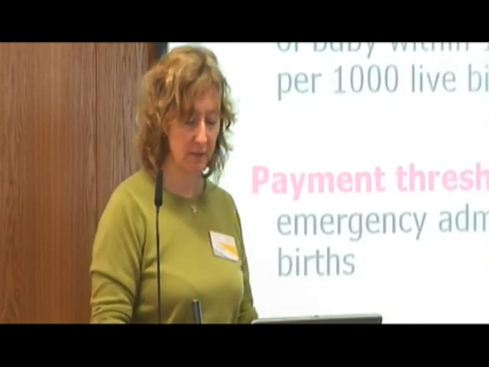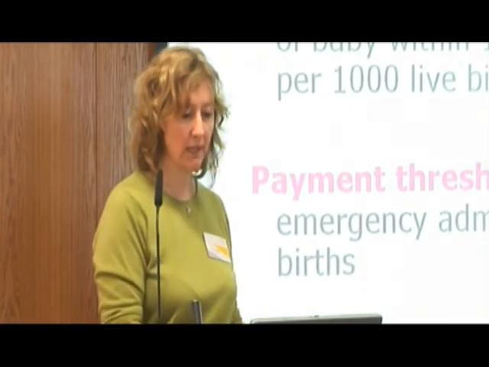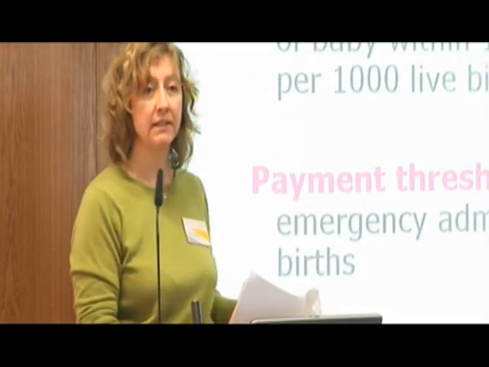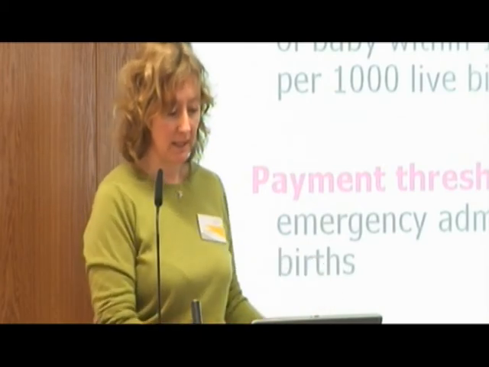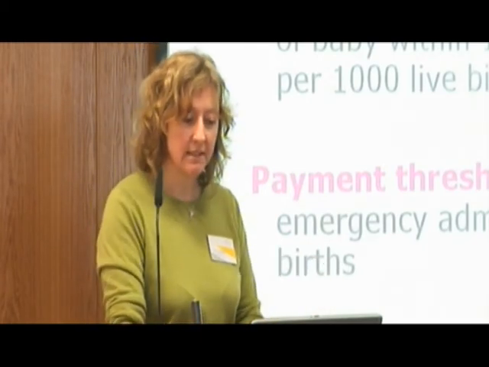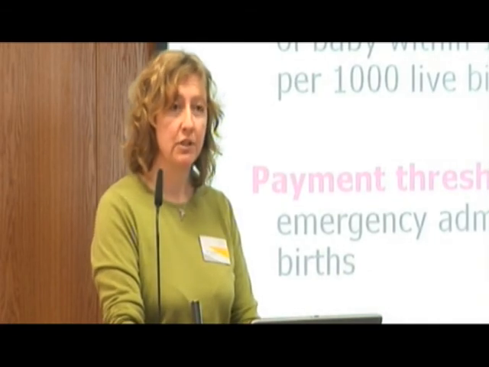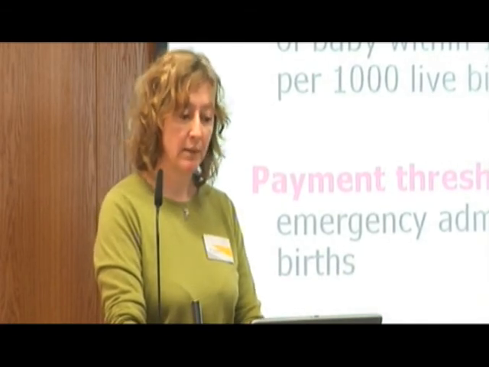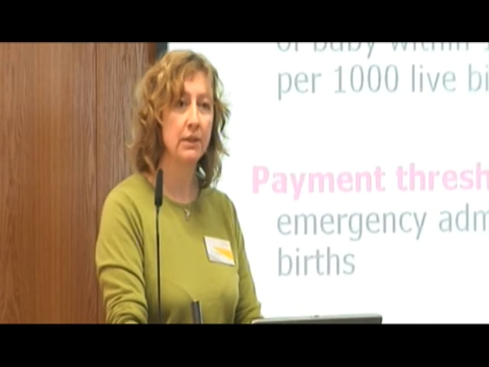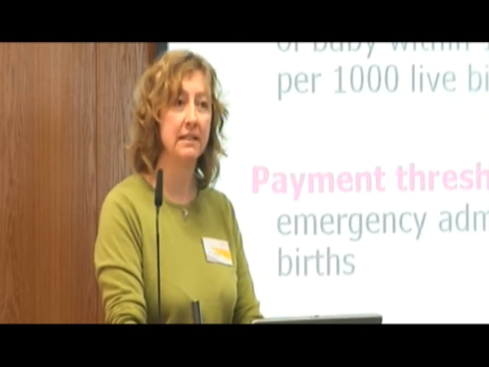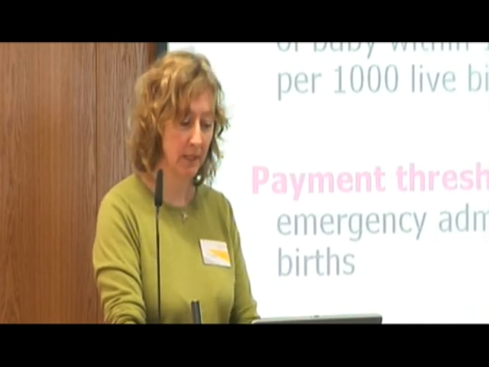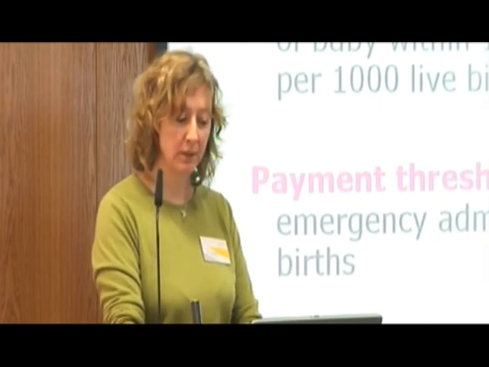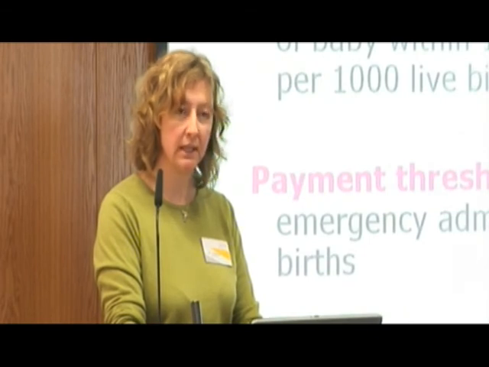So an example of this would be, for example, to improve the health of babies and mothers in the 14 days after birth. That's your overall goal for the indicator. The detail within that is the rate of emergency admissions or readmissions to hospital of a baby within 14 days of being born per 100,000 live births. So again, you're getting into the detail and nitty-gritty of what you're actually looking at and what you want to home in on. And the payment threshold then will be fewer than 8 emergency admissions per 1,000 live births.